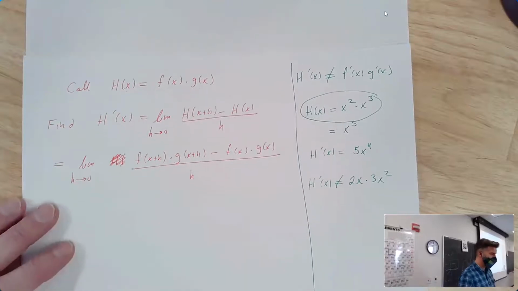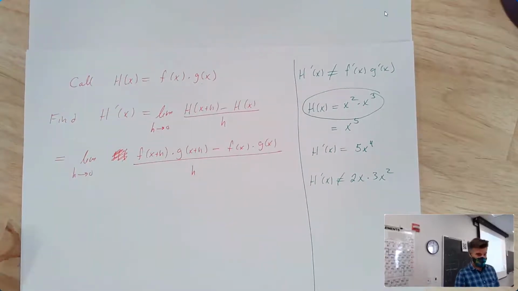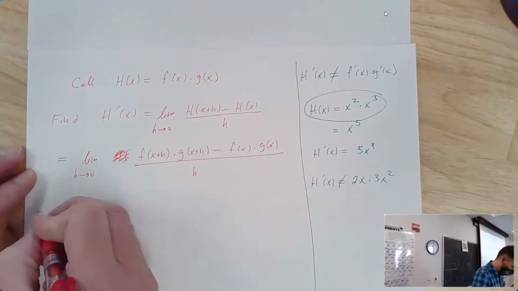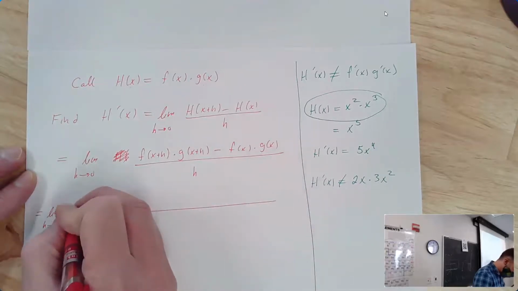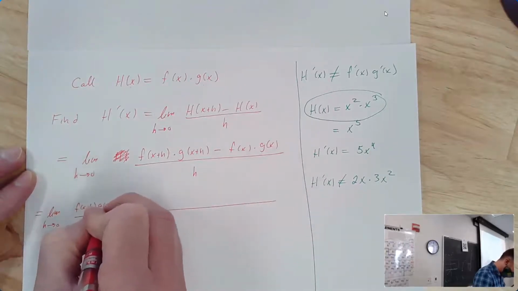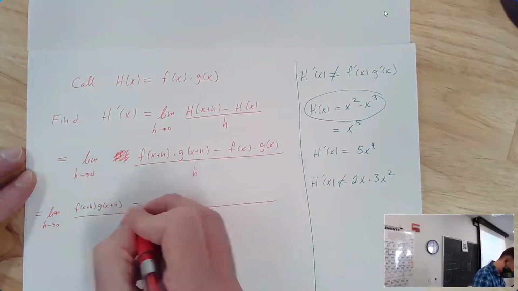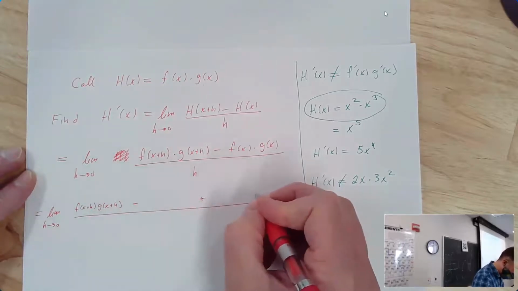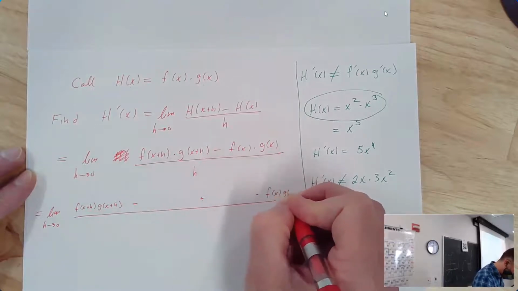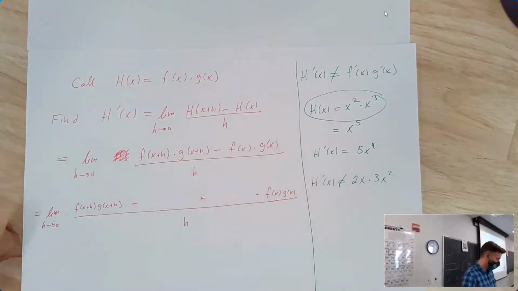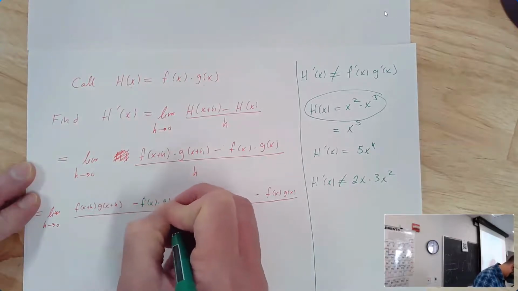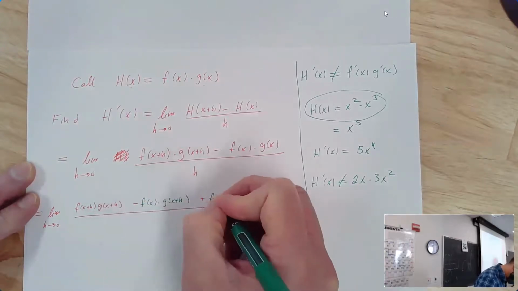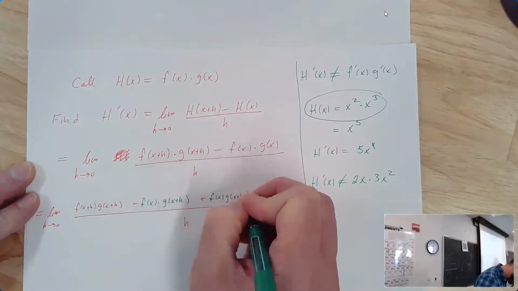Now all we're going to do is add and subtract something that makes everything work out the way we want it to. So I'm going to rewrite this as the limit as h goes to 0 of f of x plus h times g of x plus h, minus a thing, plus a thing, and then minus f of x times g of x. So I'm just going to add and subtract the same thing: f of x times g of x plus h.